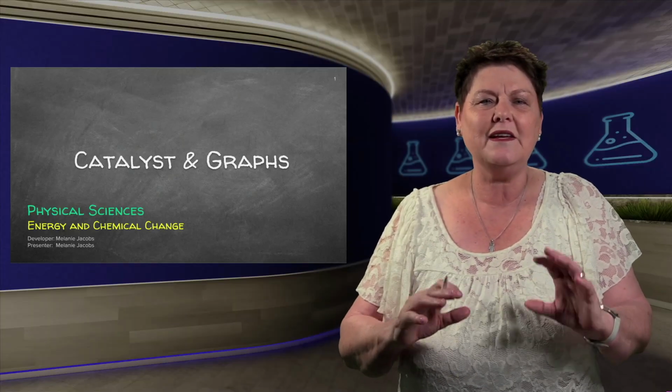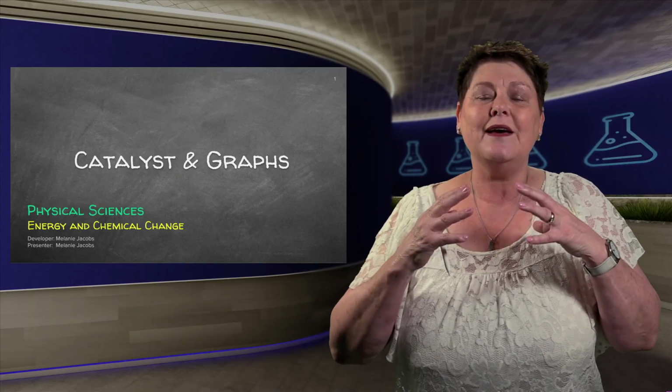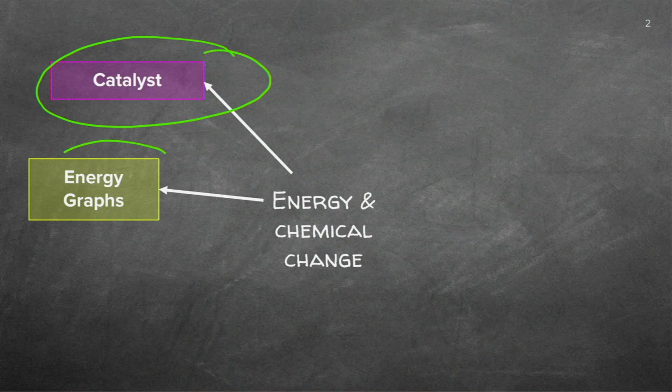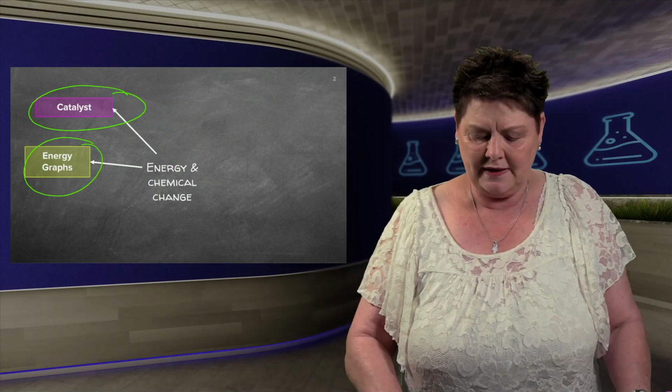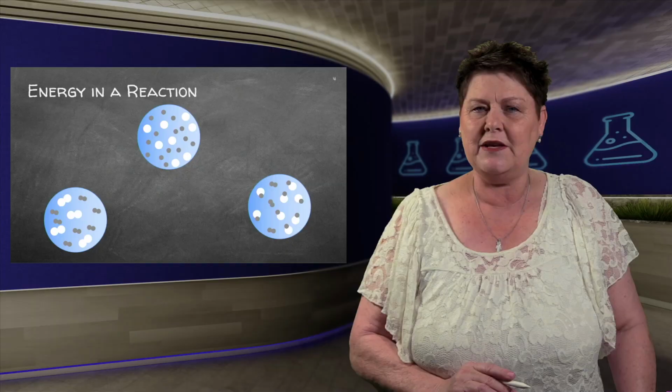Any chemical reaction, it doesn't matter what it is. Is it a metal with an acid? Is it a redox reaction? It is all the same mechanism. So we're going to have a look at a catalyst and specifically the graphs. And this is basically a summary of the work that we've done in all the other lessons.